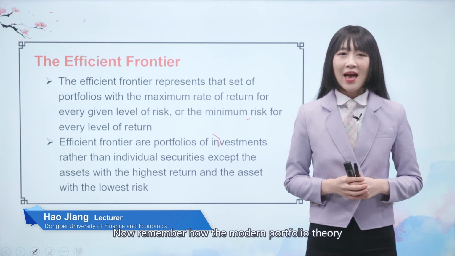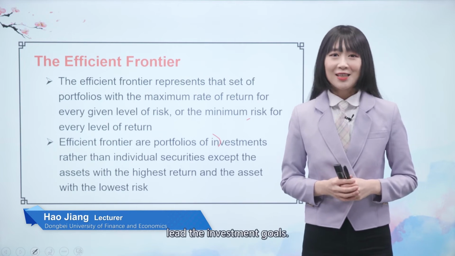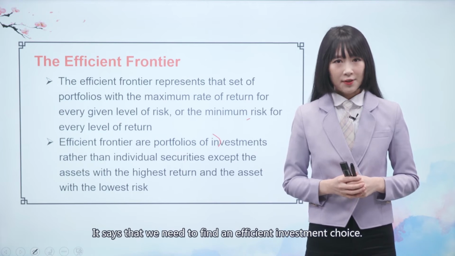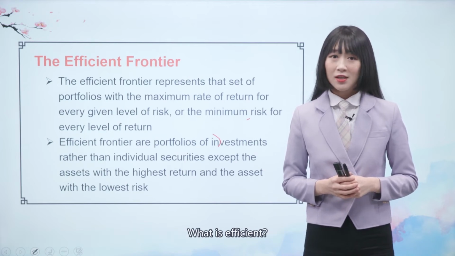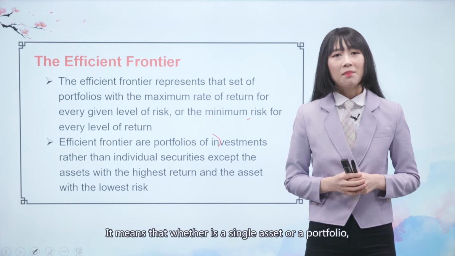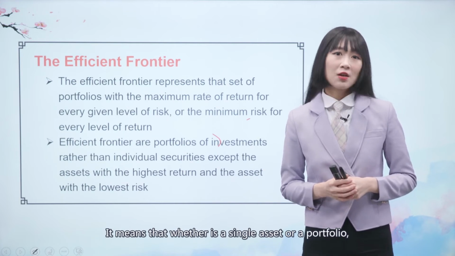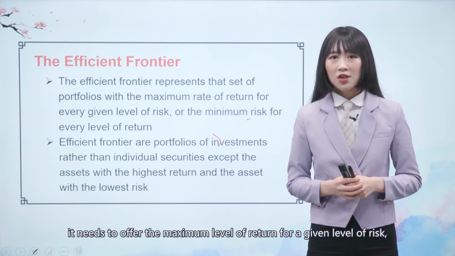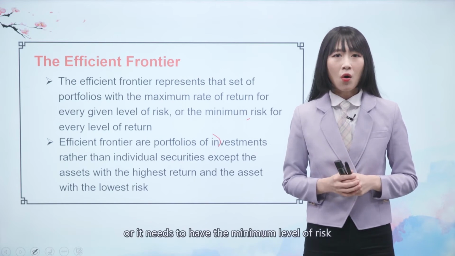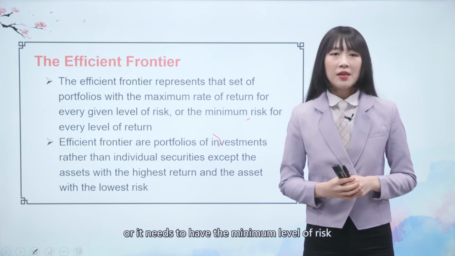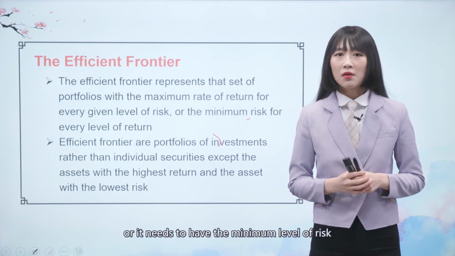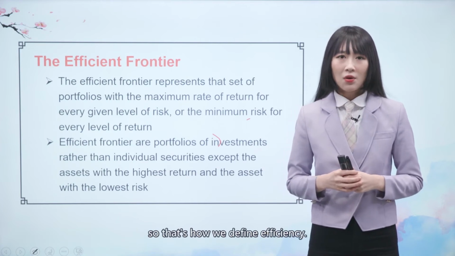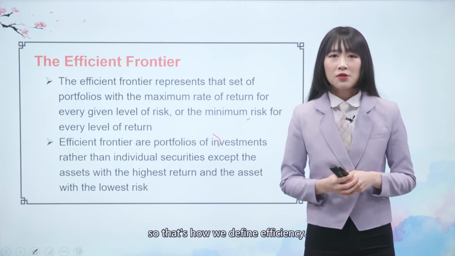Now remember how modern portfolio theory leads the investment goals. It says that we need to find an efficient investment choice. What is efficient? It means that whether it's a single asset or a portfolio, it needs to offer the maximum level of return for a given level of risk, or it needs to have the minimum level of risk when offering a given level of return. So that's how we define efficiency.